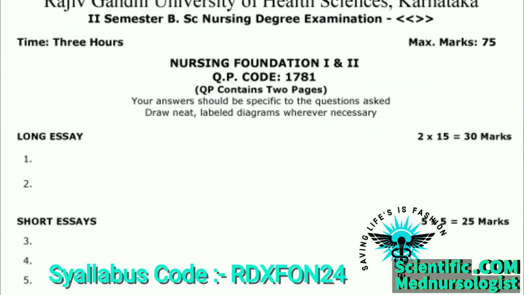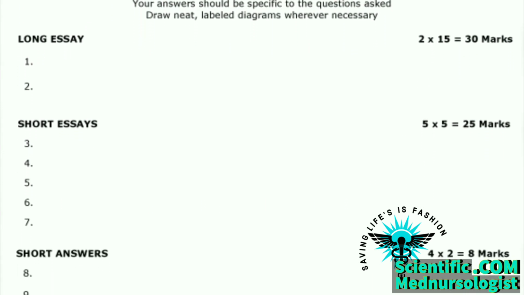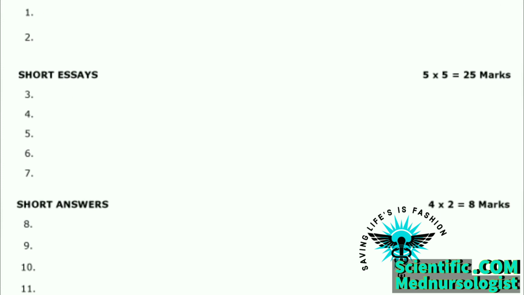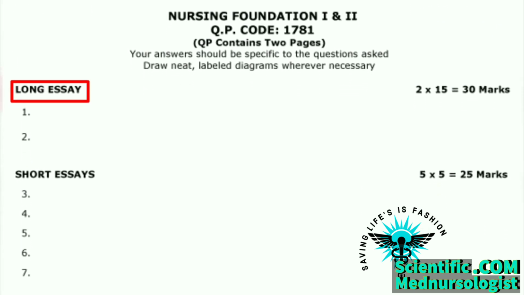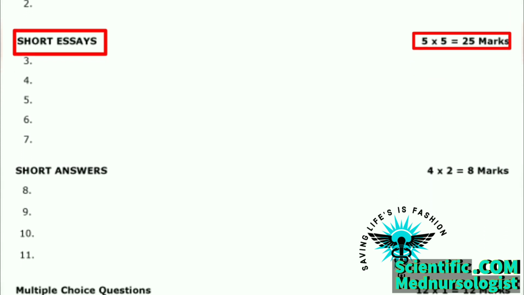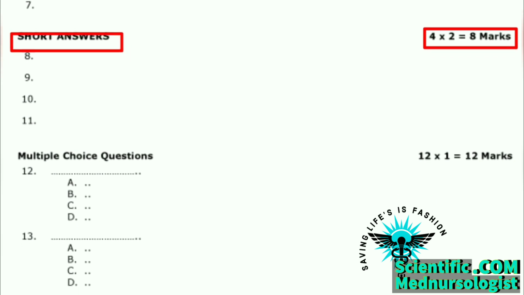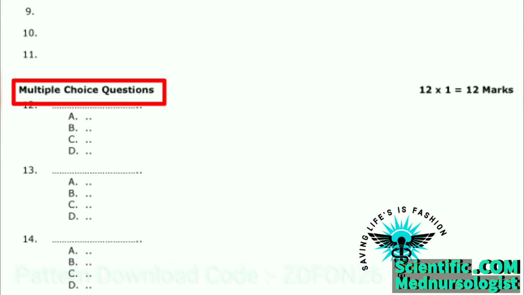So this is the question paper pattern of Nursing Foundation first and second subjects. Your degree examination question paper will look like this, in which the first part is the long essay part, which carries 30 marks. Second part is the short essay part, which carries 25 marks. Third part is the short answers part, which carries 8 marks. And our fourth part is MCQ, which carries 12 marks.